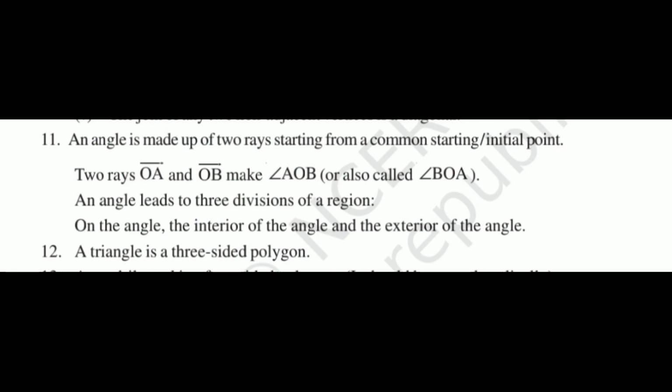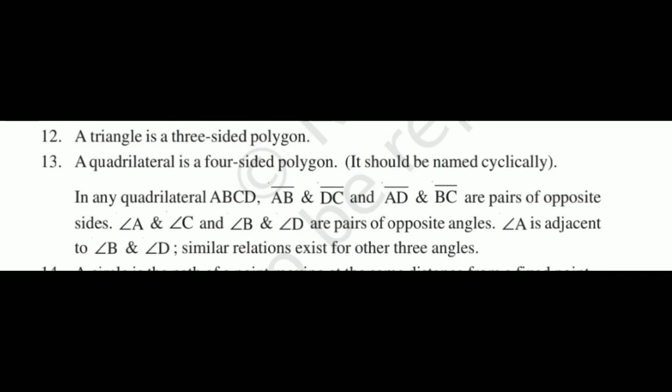An angle is made up of two rays starting from a common initial point. Two rays OA and OB make angle AOB, also called angle BOA. An angle leads to three divisions of a region: on the angle, the interior of the angle and the exterior of the angle. A triangle is a three-sided polygon. A quadrilateral is a four-sided polygon.